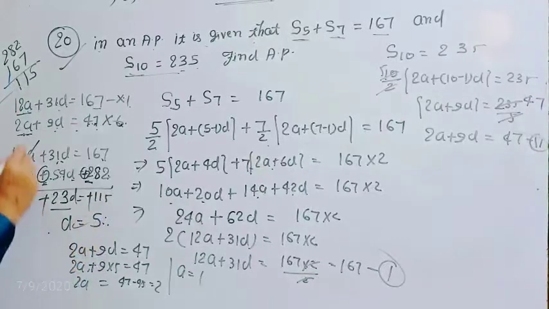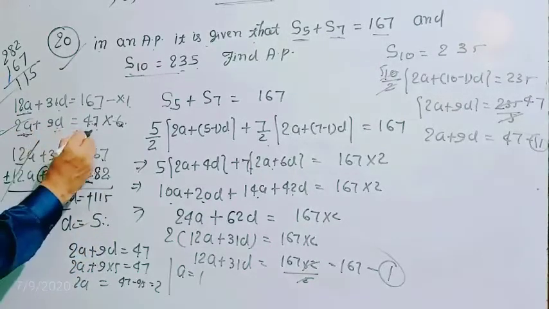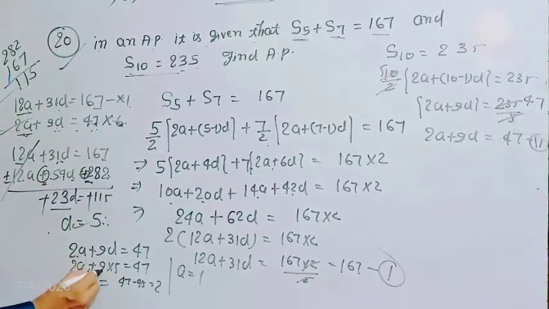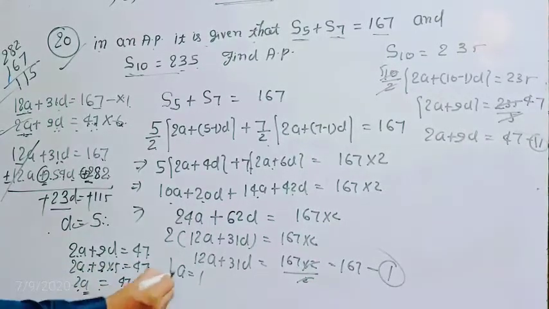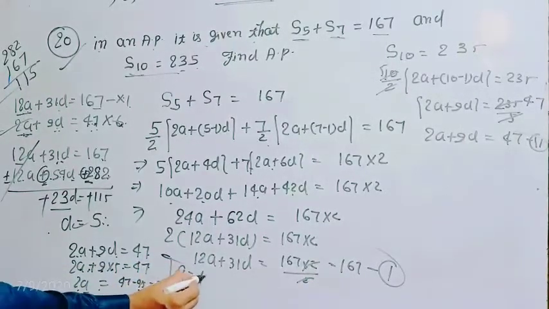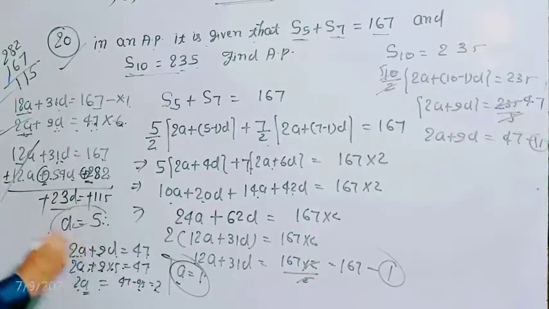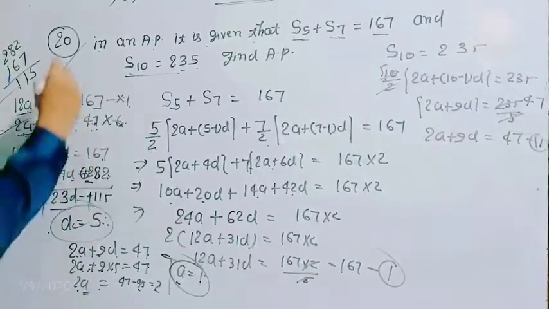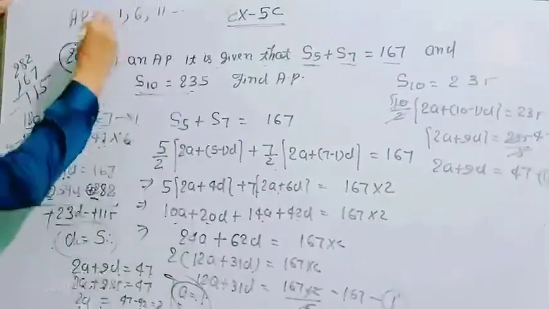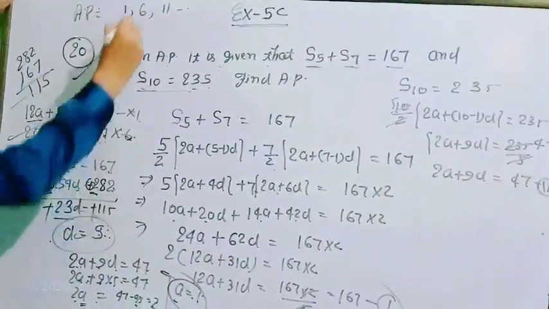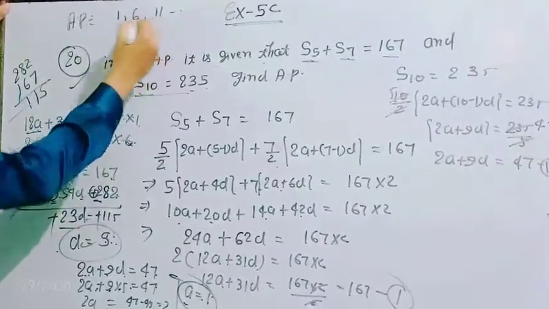If d is equal to 5, then substitute in the equation 2a plus 9d is equal to 47. So 2a plus 9 into 5 is 47, so 2a is equal to 2, that means a is equal to 1. If a is equal to 1 and d is equal to 5, what is the AP? The first term is a, that is 1. So write 1. Common difference is 5, so 6, then 11.